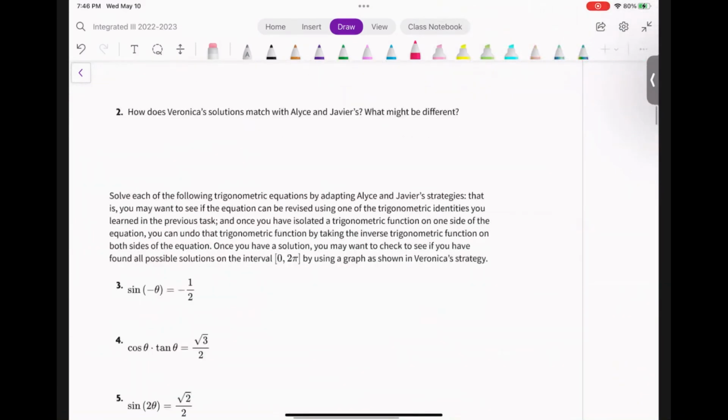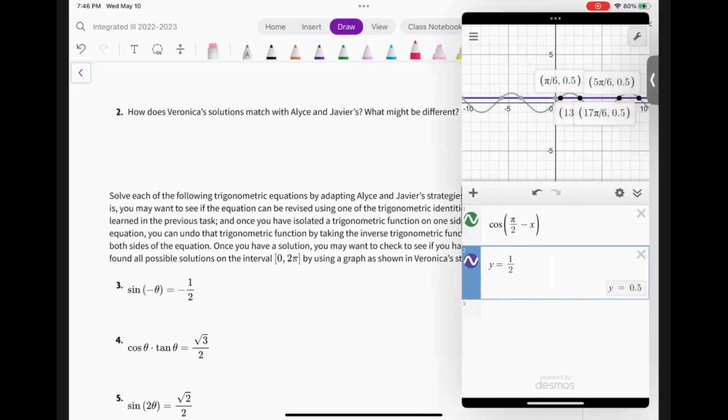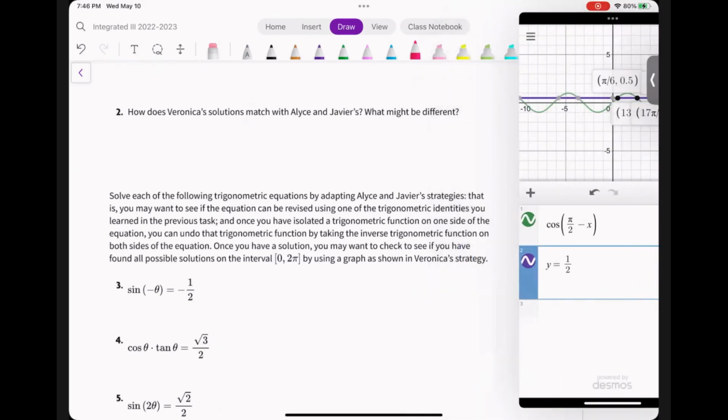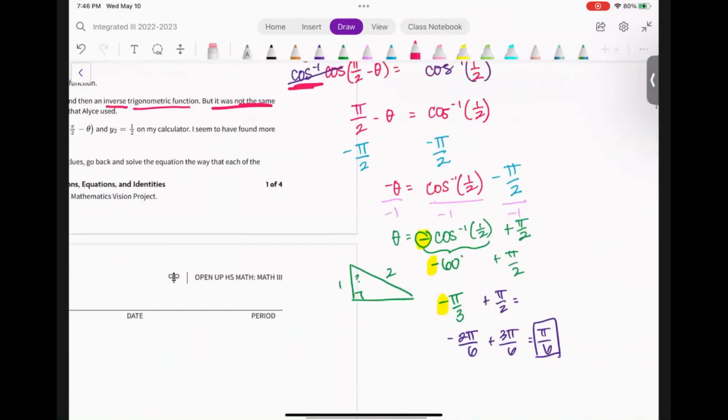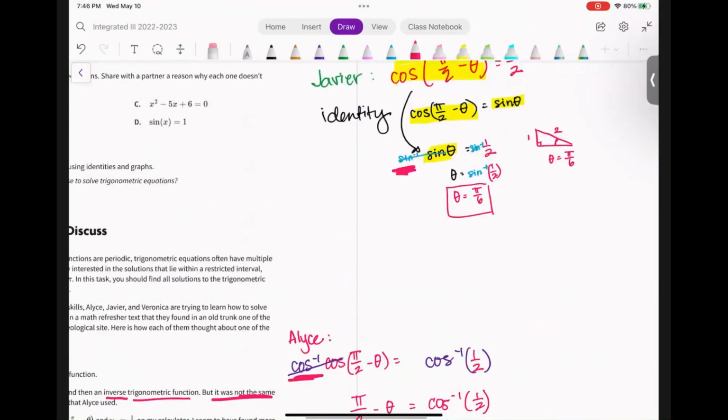So we did that. So it says, how does Veronica's solutions match up with Alice's and Javier's? And we talked about that. And then what might be different? Well, Veronica finds a bunch of solutions versus Javier and Alice only find one.